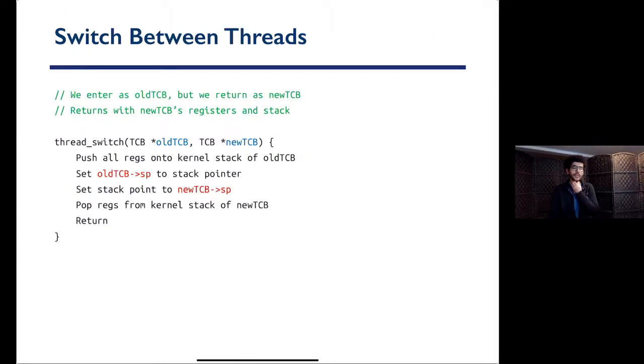Now, let's say that you want to switch between 2 threads. You're running thread A, and now you want to context switch to thread B. What should you do? I'm going to write this function called thread switch. It has 2 inputs, old TCB and new TCB. The old TCB is the TCB that I was running the system under, and the new TCB is the TCB that I want to start running.